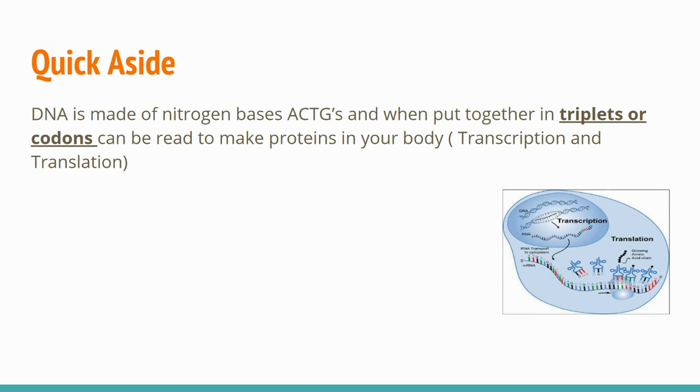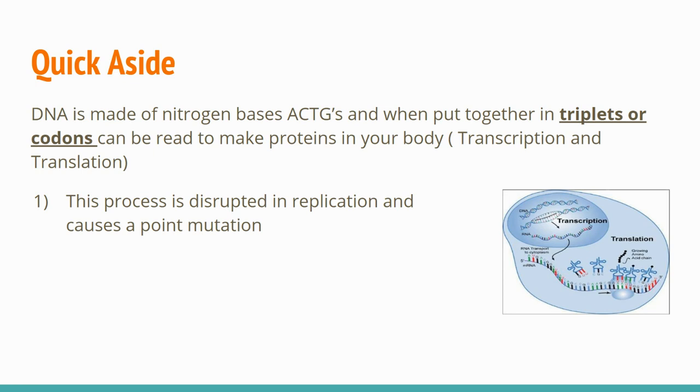Triplet, right? 3. Now, what is important about that is those triplets end up being what is read to make proteins in your body in the simplest terms possible. We will learn the actual process in transcription and translation. Now, during replication, this process of making these codons or triplets gets disrupted, and there's an issue with it that causes a point mutation. Okay, so one of those nitrogenous bases accidentally gets disrupted, and that is how we end up with a point mutation.